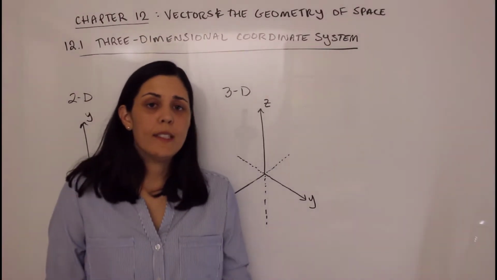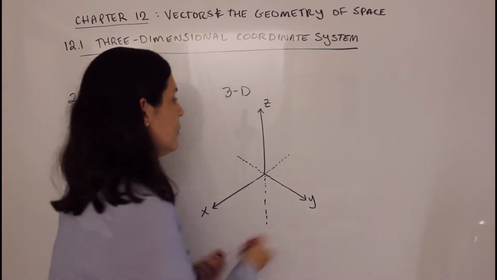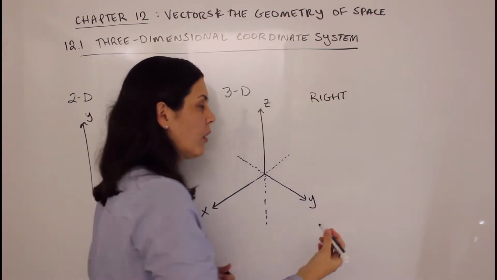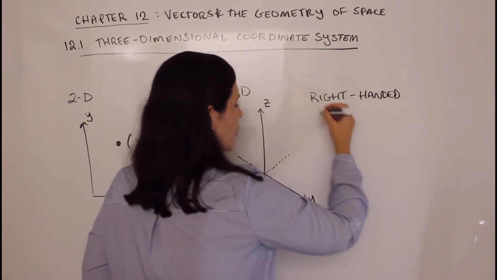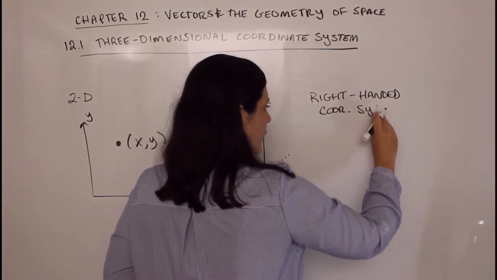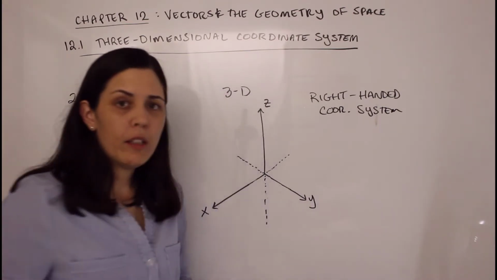So this coordinate system is considered a right-handed coordinate system, and this is different than if you were to call it a left-handed coordinate system, and I'll explain just what this means. So this is a right-handed coordinate system, and this is just letting you know when you're dealing with the positive axes. So here's how this works.